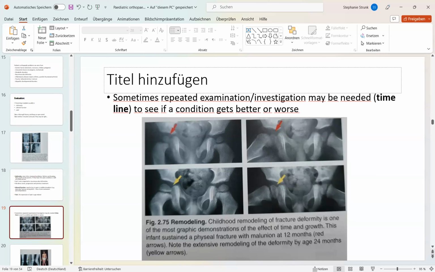A physeal fracture with malunion at 12 months old. This was one year later. Here it looks okay. This hip looks nearly exactly like the other one. If you have a look at the picture, that's fine. You can accept that. If you just see the earlier picture, you say, oh my goodness, we have to do this, this, this. Well, it's remodeled itself, nothing to be done. And if this child is 12, 15, you probably won't know any difference.